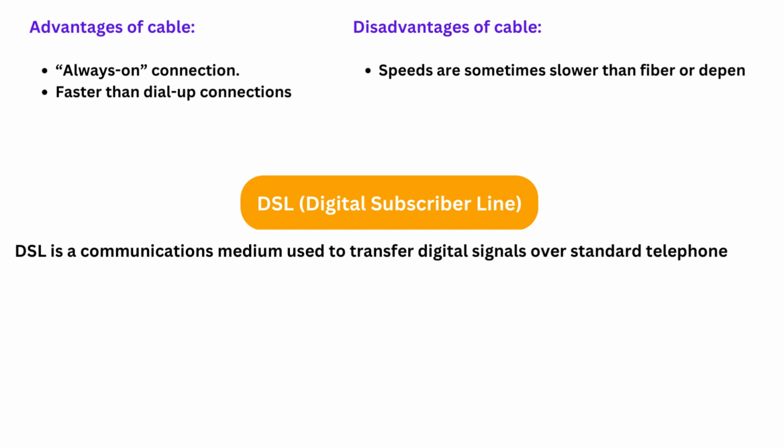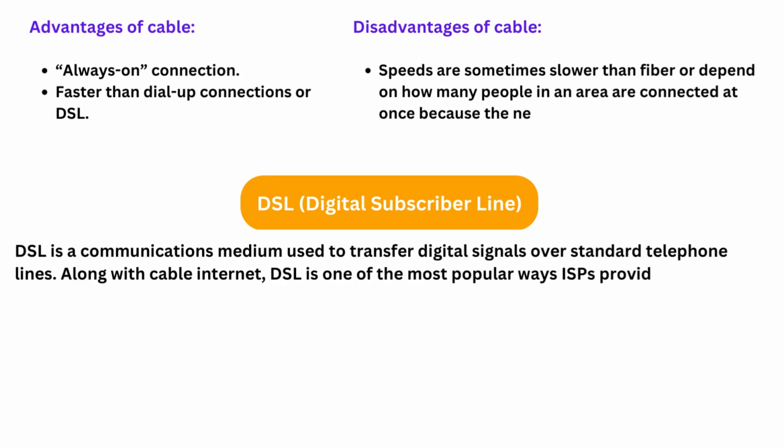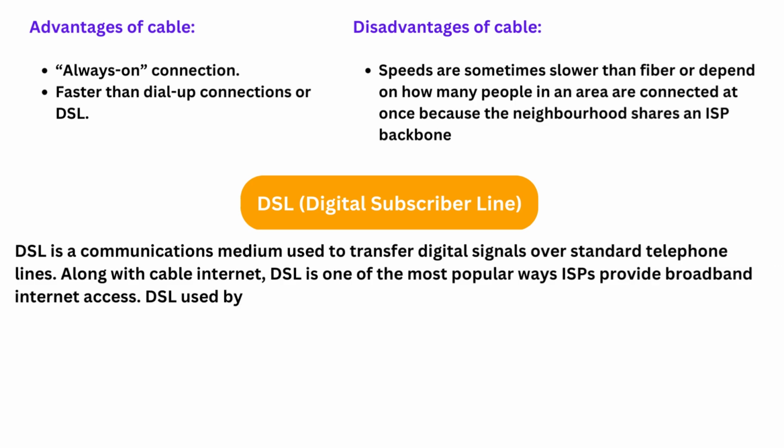Disadvantages of cable: speeds are sometimes slower than fiber or depend on how many people in an area are connected at once, because the neighborhood shares an ISP backbone, the main connection to the ISP. Not available in all places.